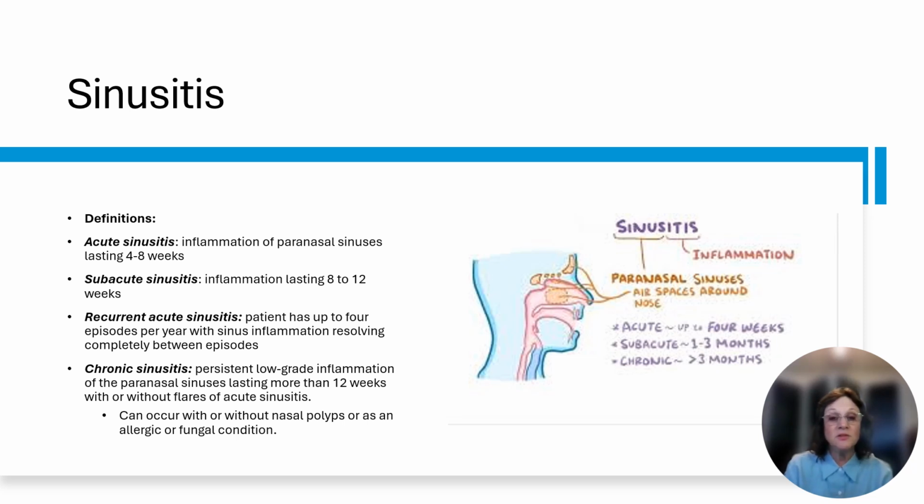So acute sinusitis is an inflammation of the paranasal sinuses that lasts 4 to 8 weeks. Subacute, it's lasting a bit longer, 8 to 12, and recurrent is where the patient has up to 4 episodes every year, and they're having these sinus inflammation problems that completely resolve between episodes. So they have inflammation, the pain, the swelling, just awful, and then they have periods of time where there's nothing there. Chronic sinusitis is where they have persistent low-grade inflammation of the paranasal sinus that lasts more than 12 weeks with or without flares of acute sinusitis.